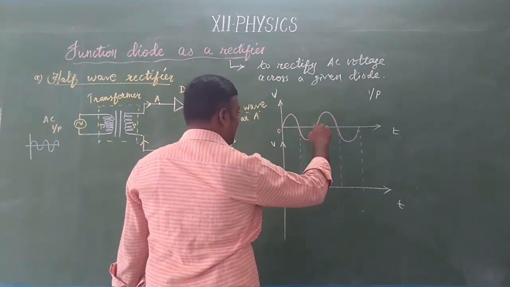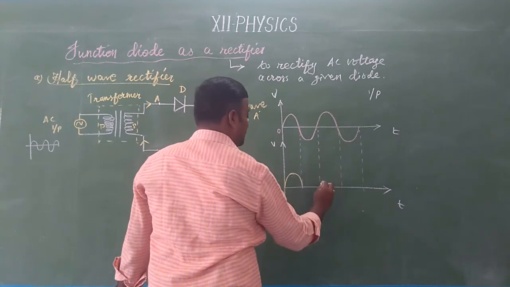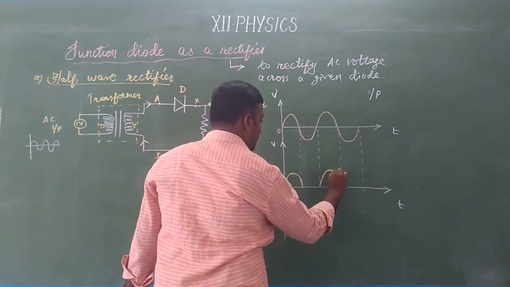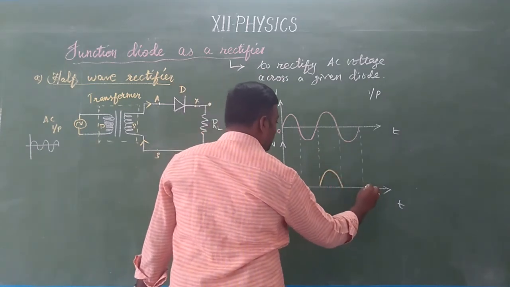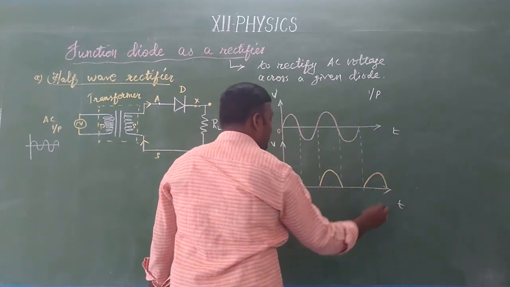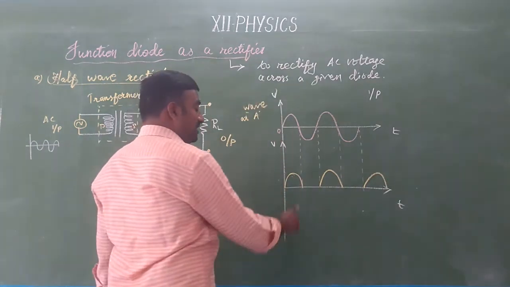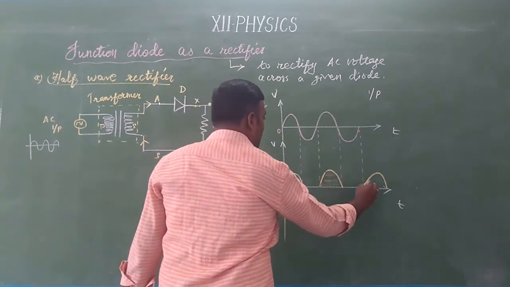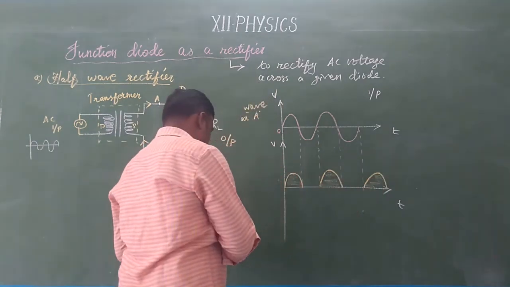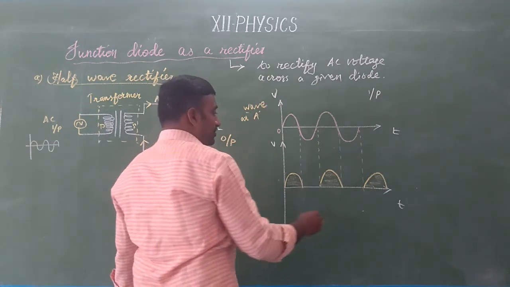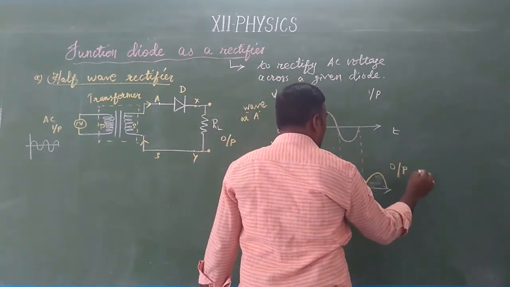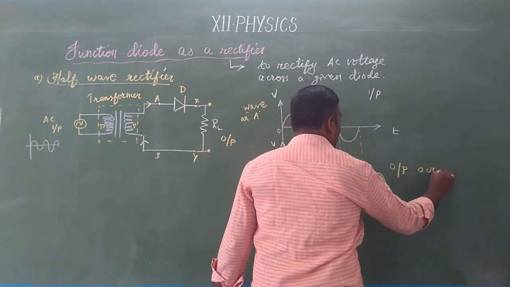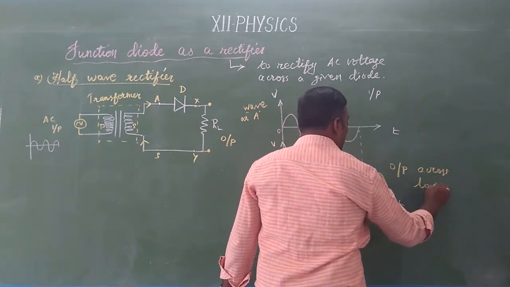Again, the next cycle will get the same peak. So the same as the first, we will get at every half cycle. So only one half cycle survives, other half cycles won't be there. So this output is half cycle output. So this is the output across the load.